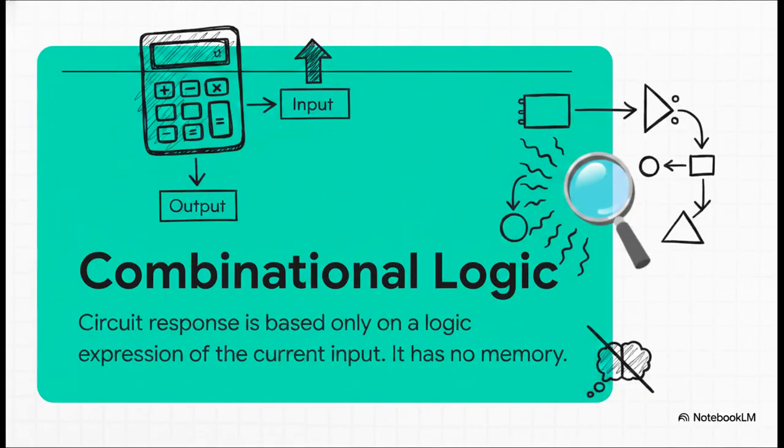This is pure cause and effect. A simple calculator is the perfect example. The answer you see on the screen depends only on the numbers and the buttons you're pressing right now. It has 0 memory of your last calculation. The output is just an immediate result of the current input.